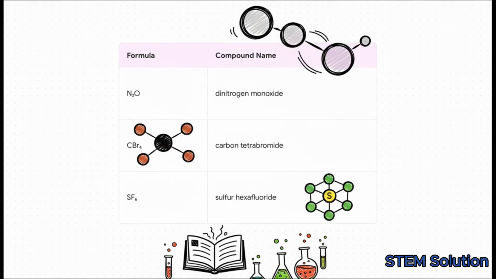Let's check your work. N2O. Well, it has 2 nitrogens and 1 oxygen, so that makes it dinitrogen monoxide. Next, CBr4 is 1 carbon and 4 bromines, carbon tetrabromide. And last one, SF6, is 1 sulfur and 6 fluorines, sulfur hexafluoride. Look at that. You are literally reading chemistry right now.